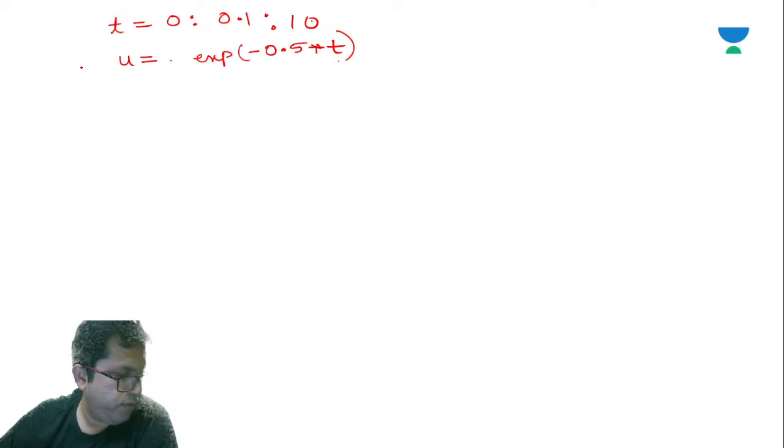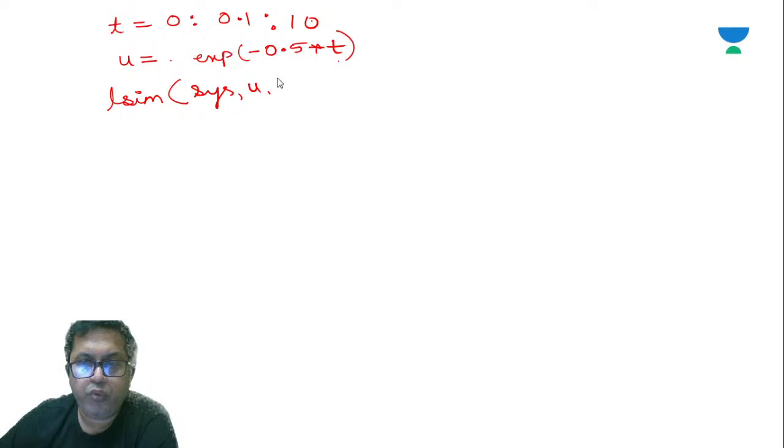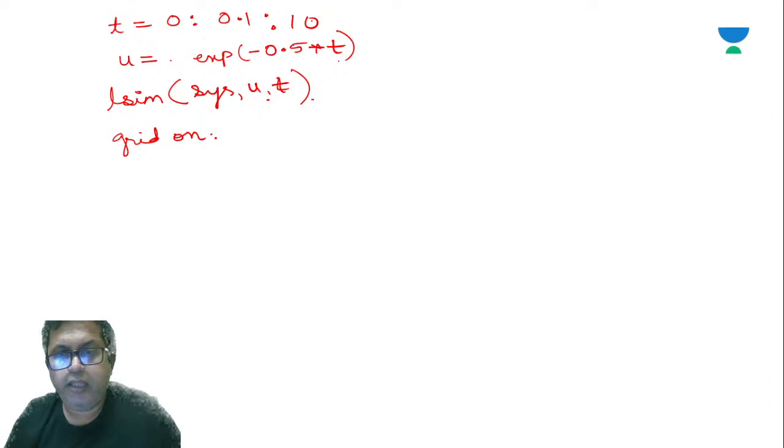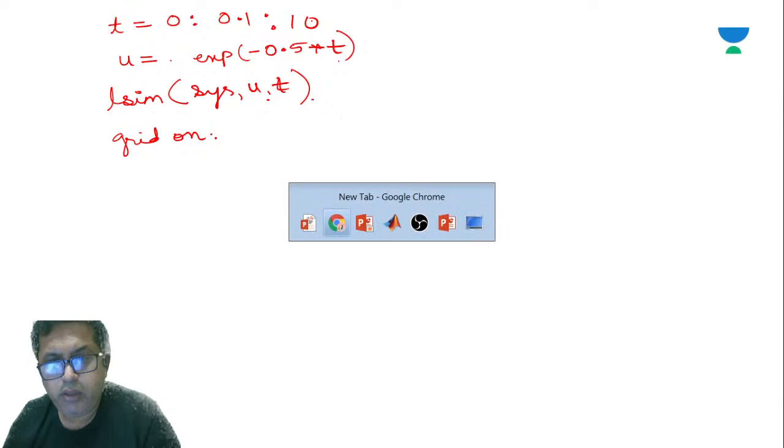Okay, then I will say LSIM sys comma u comma t, grid on. Okay, in this way you can write down the program.